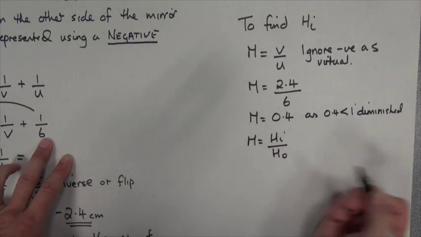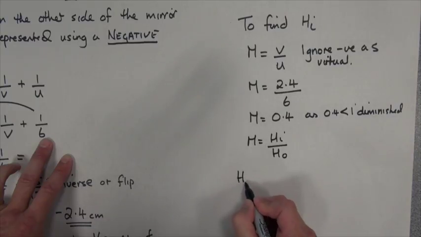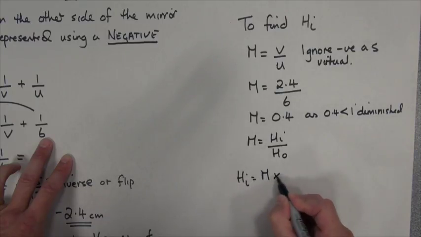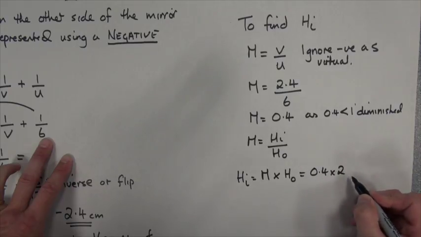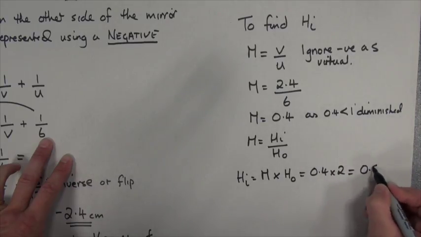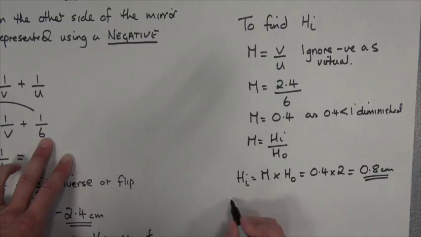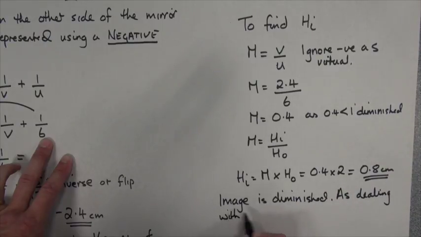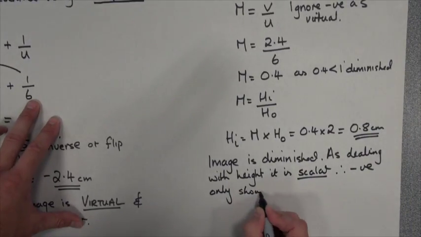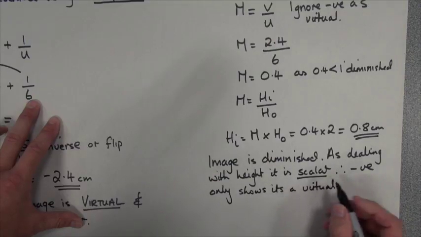I know that the scale factor equals the height of the image over the height of the object. So rearranging, the height of the image is the scale factor times the height of the object, 0.4 times 2, which equals 0.8 centimeters. Remember that the negative is not included. The image is diminished, and as we're dealing with height, which is a scalar quantity, the negative only shows it's a virtual image.